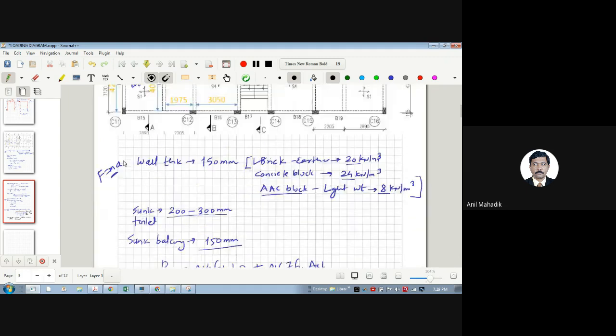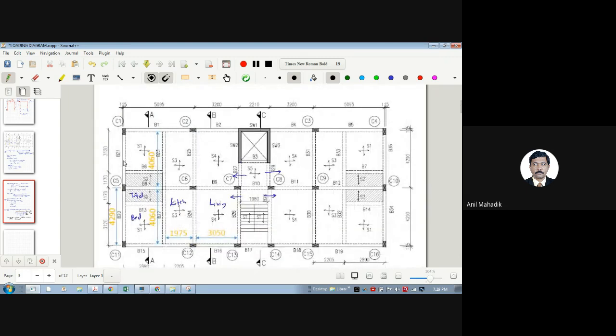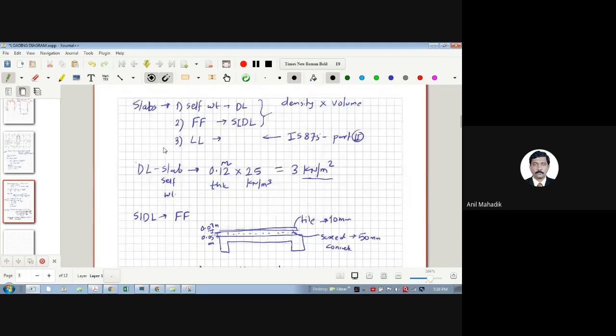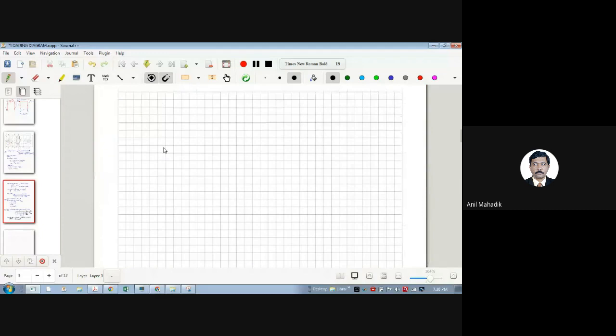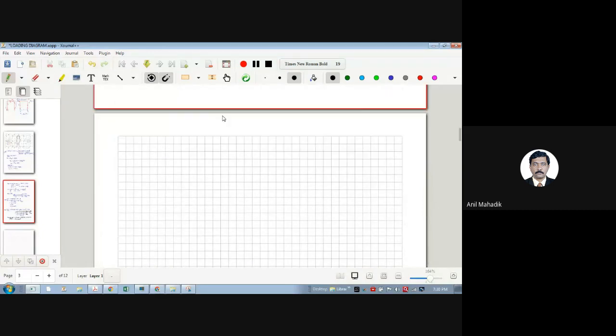Now, what other loads are there on the slab? We will first finish the dead weights. The slab dead weight is done, with the sunk and all floor finish. Now let's go to the wall load, so let's go to the beam loads. What all will come in the beam loads?